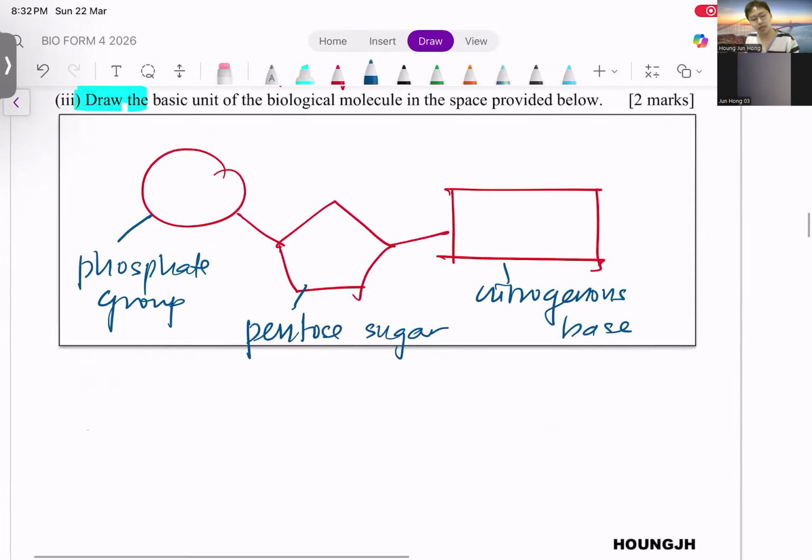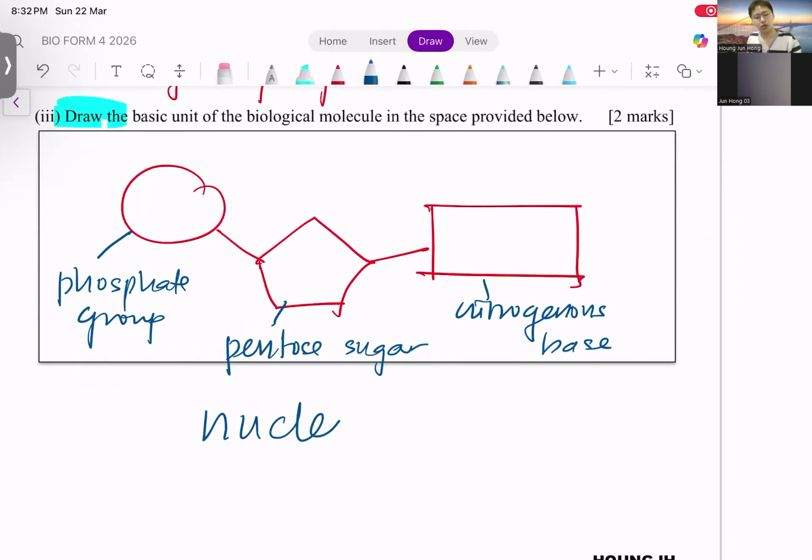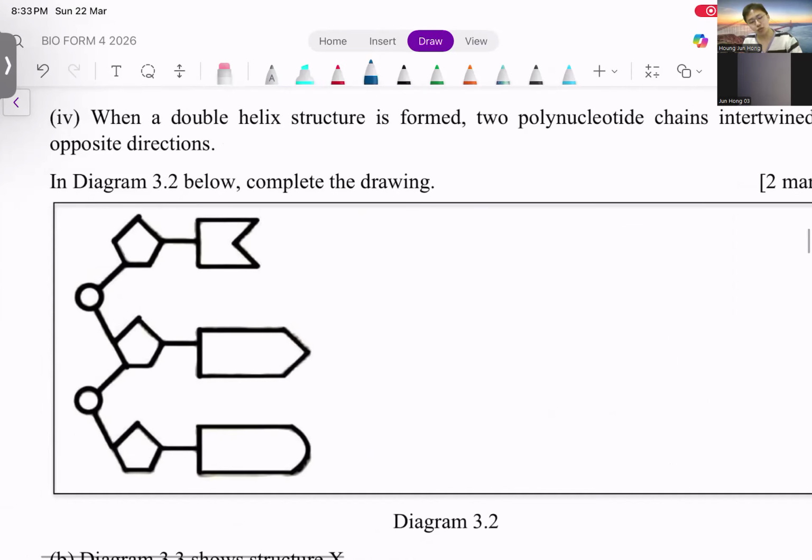Remember the name? This is your nucleotide. Now, with this nucleotide, you will start to become a DNA. How can you form a DNA? Then we can see the next page. You can see it will become two chains. So let's complete the drawing.